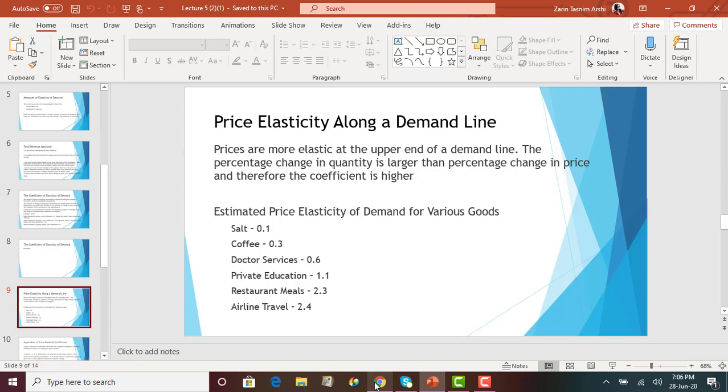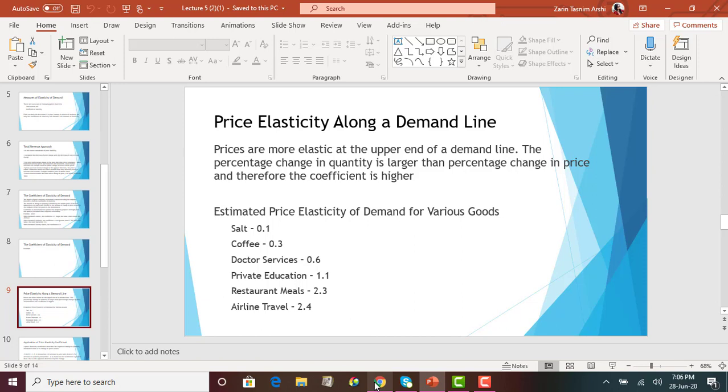Okay, then doctor services, which is medical services, are also a necessity. Private education is 1.1. It's a little bit expensive. We don't need to take private education. We have an option for public education, so that's why it's elastic. When there is an increase in price, we'll probably move to public education, and therefore we are more responsive, or more sensitive to changes in prices.